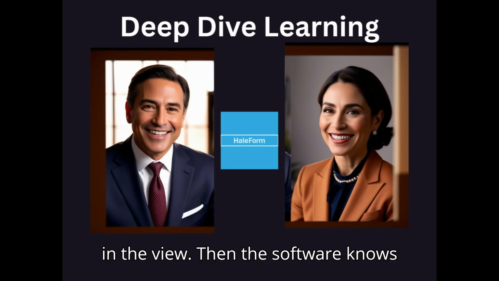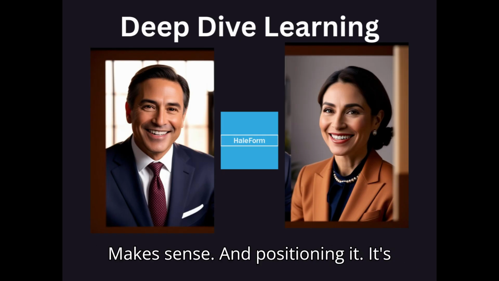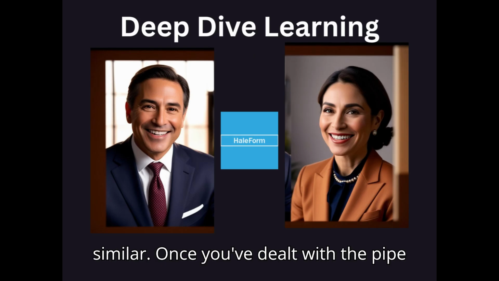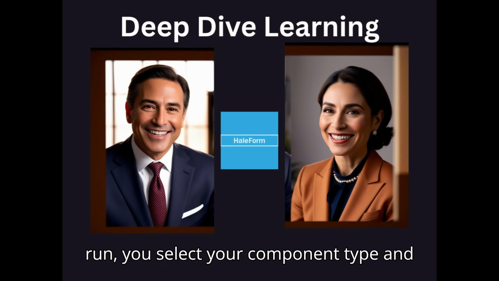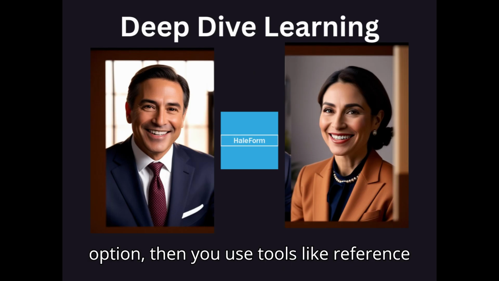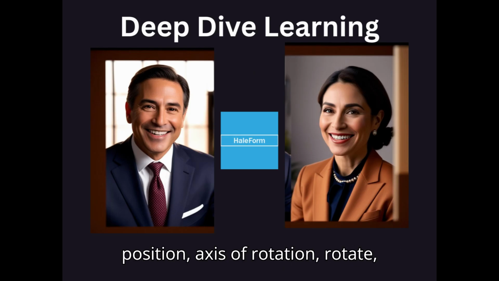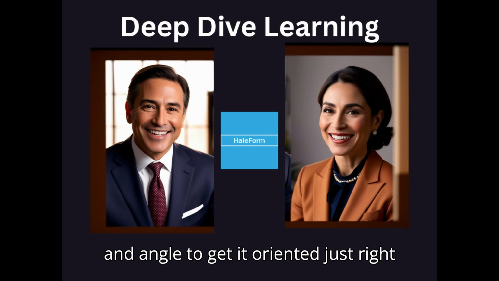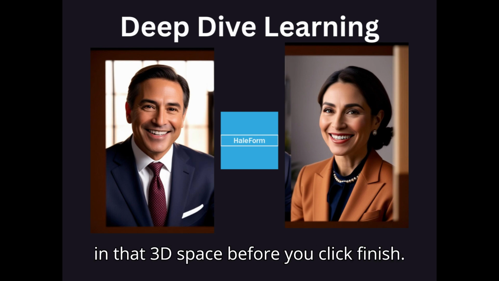Then the software knows which run the new component belongs to. Makes sense. And positioning it? It's similar. Once you've dealt with the pipe run, you select your component type and option. Then you use tools like reference position, axis of rotation, rotate, and angle to get it oriented just right in that 3D space before you click Finish.